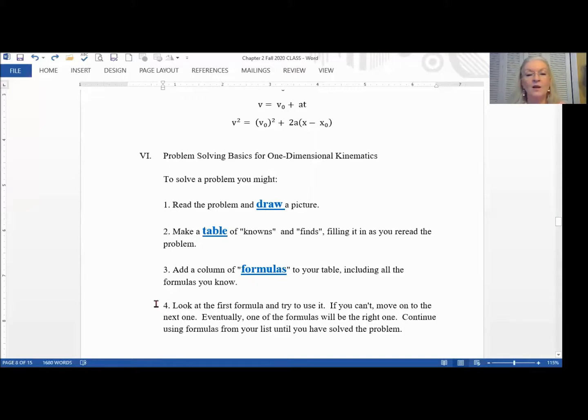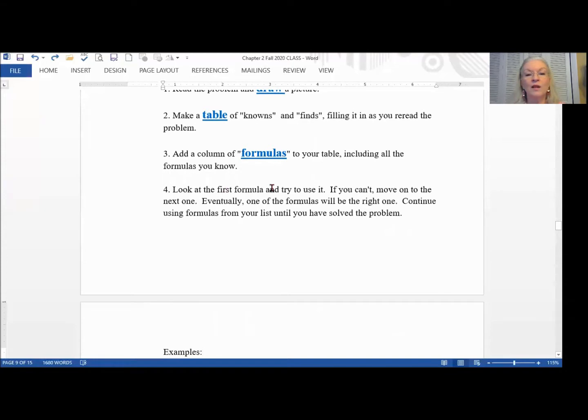And so then we'll have a strategy. We'll look at our first formula and try to use it. If it doesn't work, we'll move on to the next one. When you've gone down your list and looked at every single formula, you should be able to figure out the answer to the question.